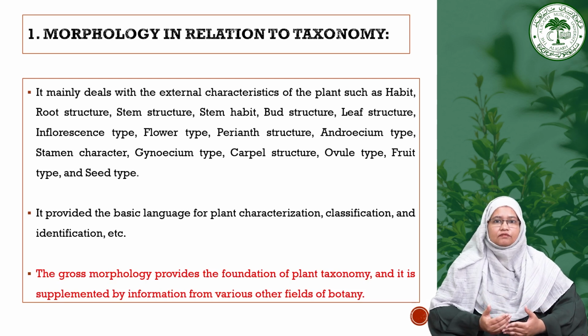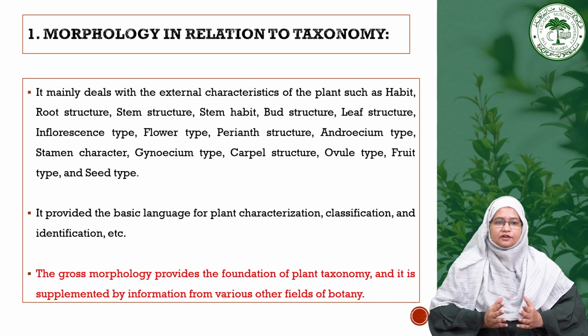What is the arrangement of leaf, what is the arrangement of flowers, that is called the inflorescence, the seed type, all these characters we can see with our naked eye. So this is the most basic language of characterization of the plant, and this gross morphology provides the foundation of plant taxonomy, and it is supplemented by information from various other fields of botany.